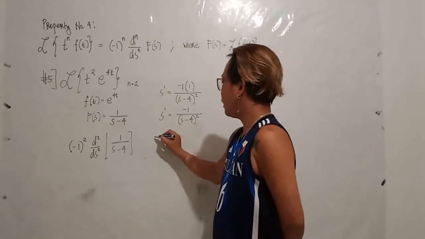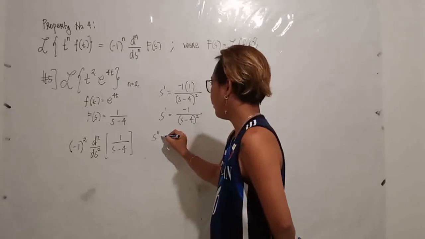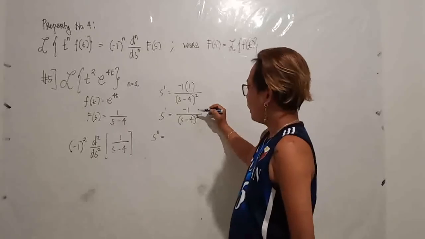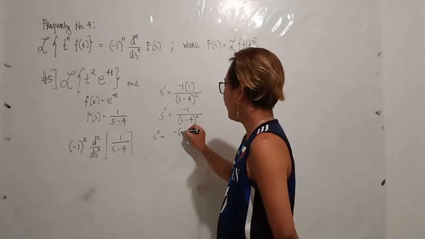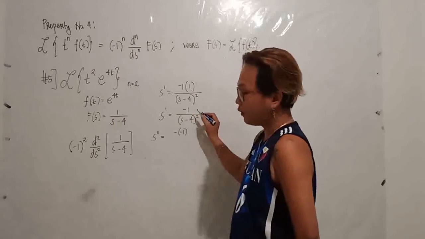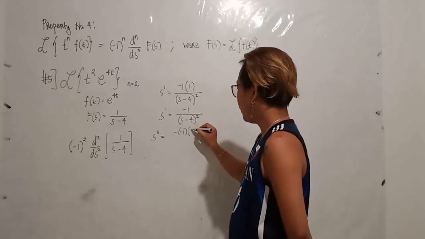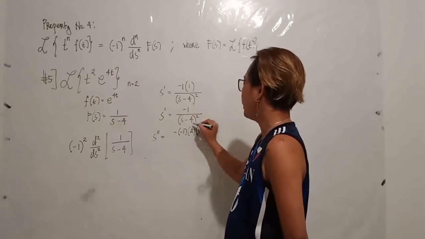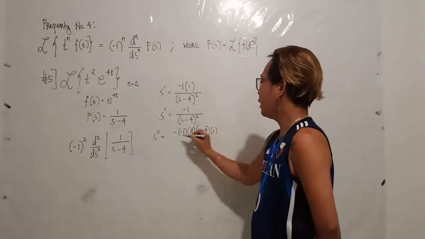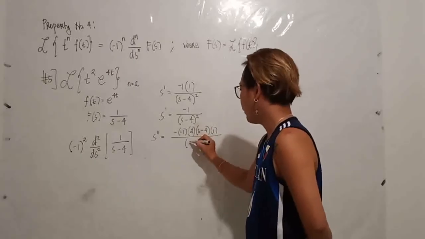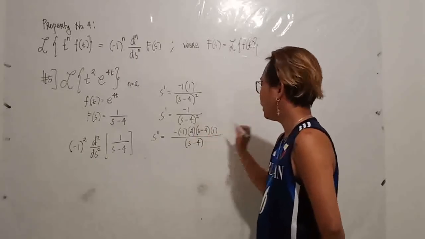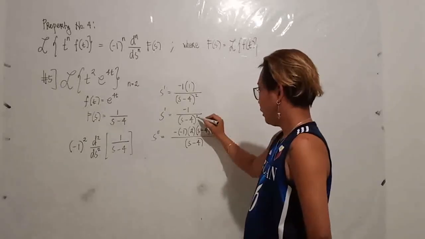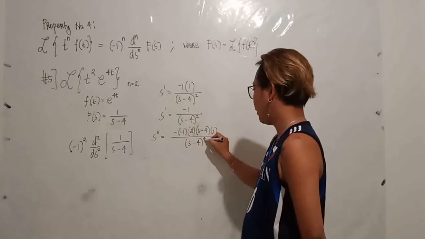Then for the second derivative, that is also c over v. That's negative of negative 1. Then the derivative of your denominator, which is 2, multiplied by s minus 4. Then derivative ng nasa loob, which is 1, over s minus 4. Then squared nito. So you will have raised to 4.